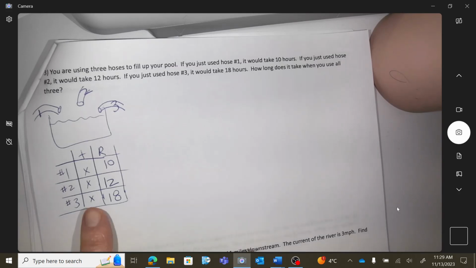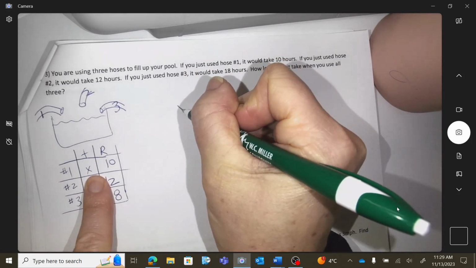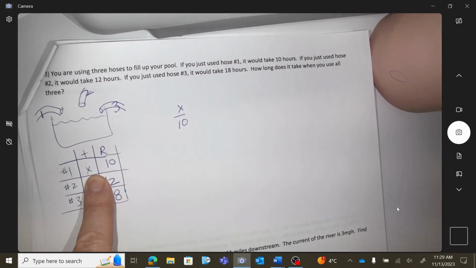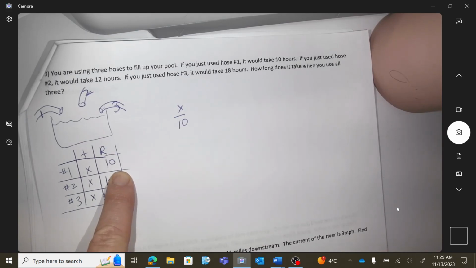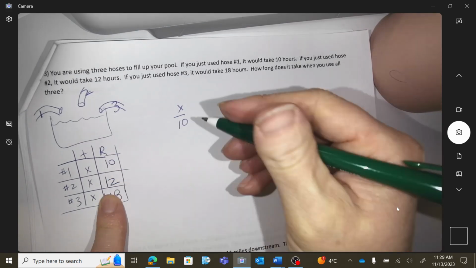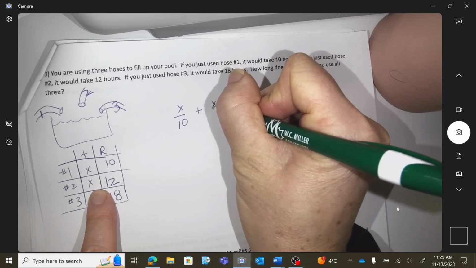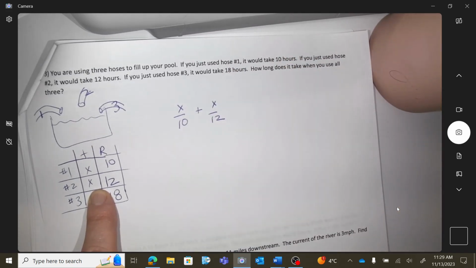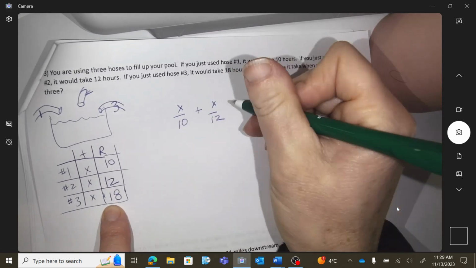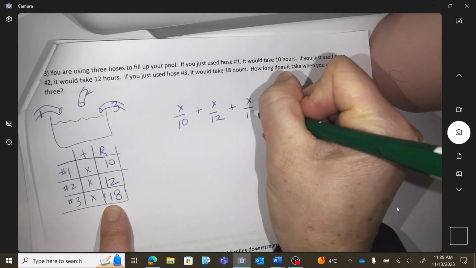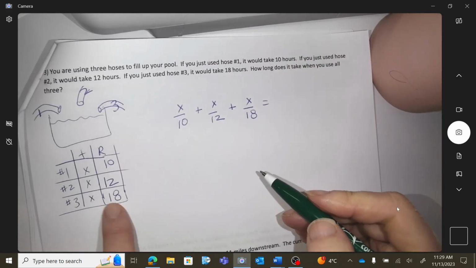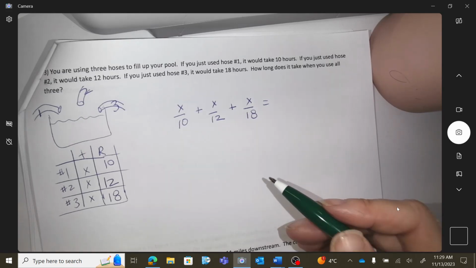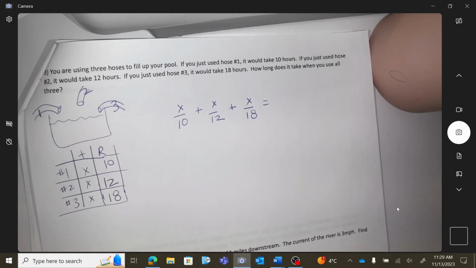Okay, so here we go. Number 1 does X tenths of the job. That's the portion it does. Number 2 does X twelfths of the job. And the portion of the 3rd hose does X 18ths of the job. When they all work together, they do the whole job.